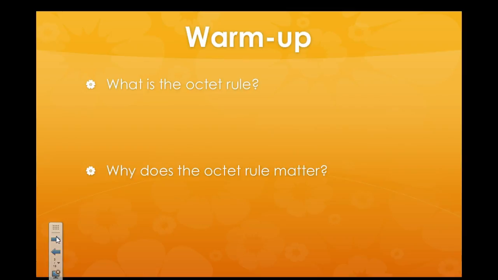Do you remember what the octet rule is? You always need to have 4, no? 8. Octa, 8. The rule of 8. 8 valence electrons. Means what? You must have 8. Why would something want 8 valence electrons? It can be like a noble gas. Exactly.